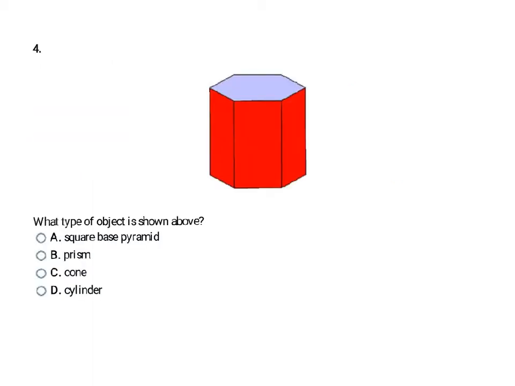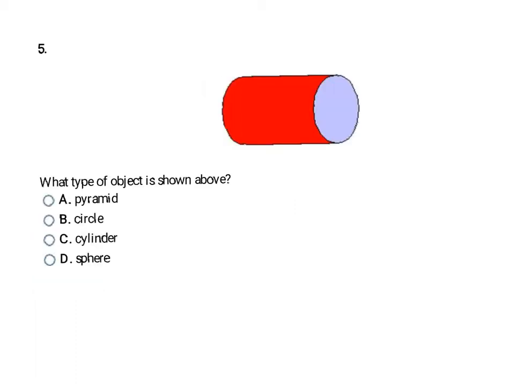What type of object is this one? Well, if I look, I have a hexagon on the top, a hexagon on the bottom, with 6 rectangles connecting them. So that describes a prism. So my answer here is B.